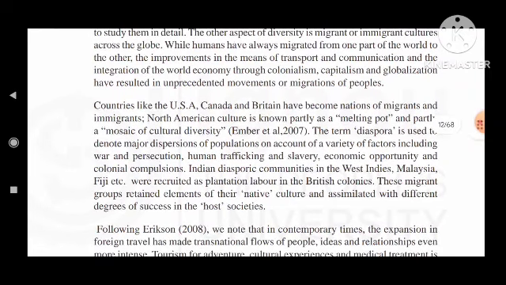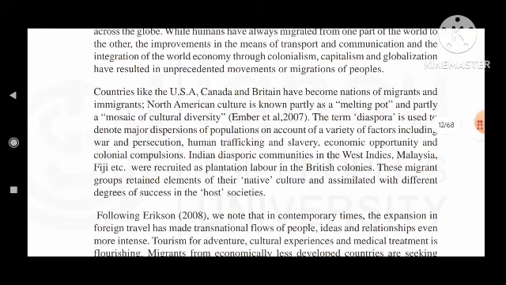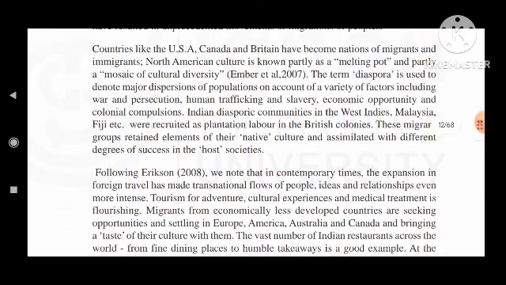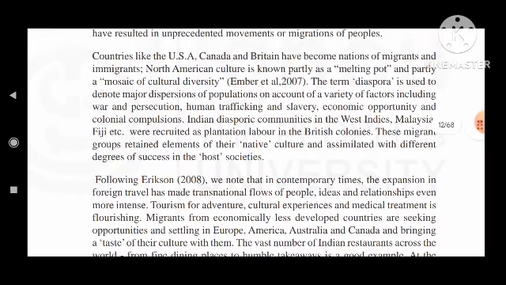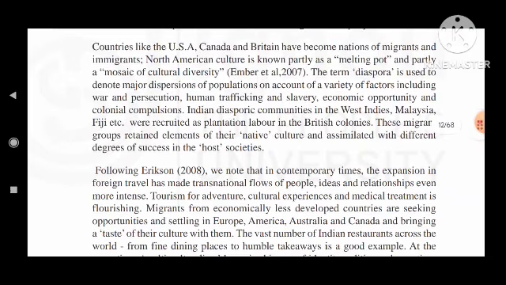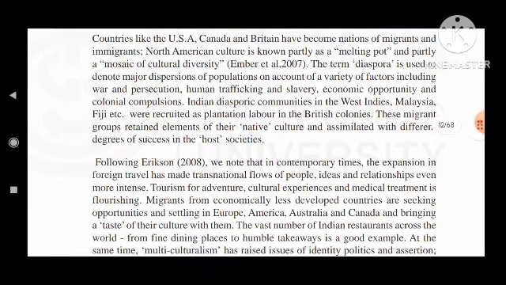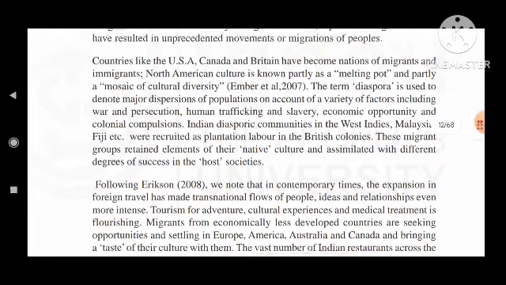While humans have always migrated from one part of the world to the other, the improvements in the means of transport and communication and the integration of the world economy through colonialism, capitalism, and globalization have resulted in unprecedented movements or migrations of peoples. Countries like the USA, Canada, and Britain have become nations of migrants and immigrants. North American culture is known partly as a melting pot and partly a mosaic of cultural diversity. That is Ember et al.